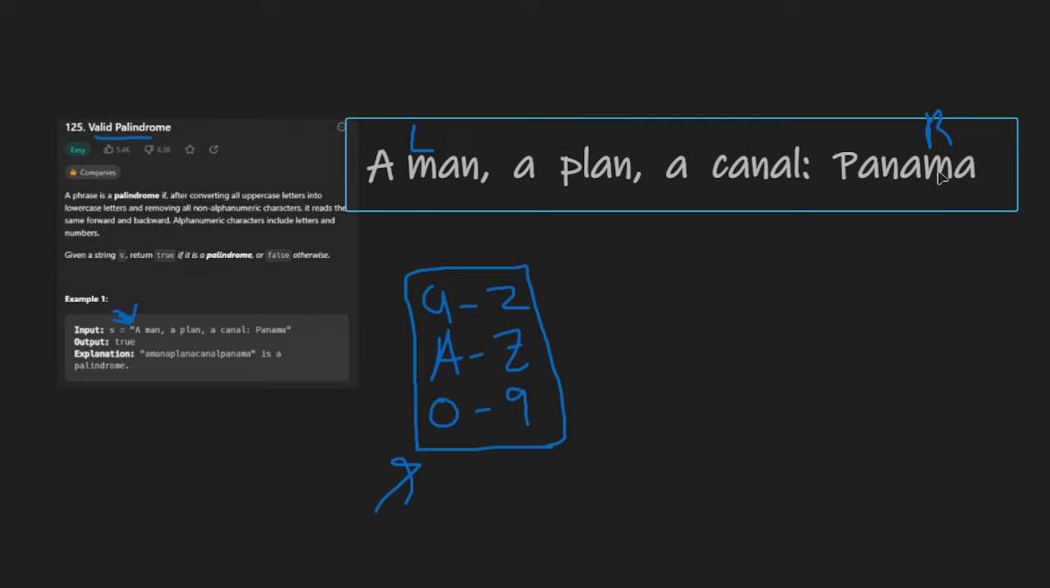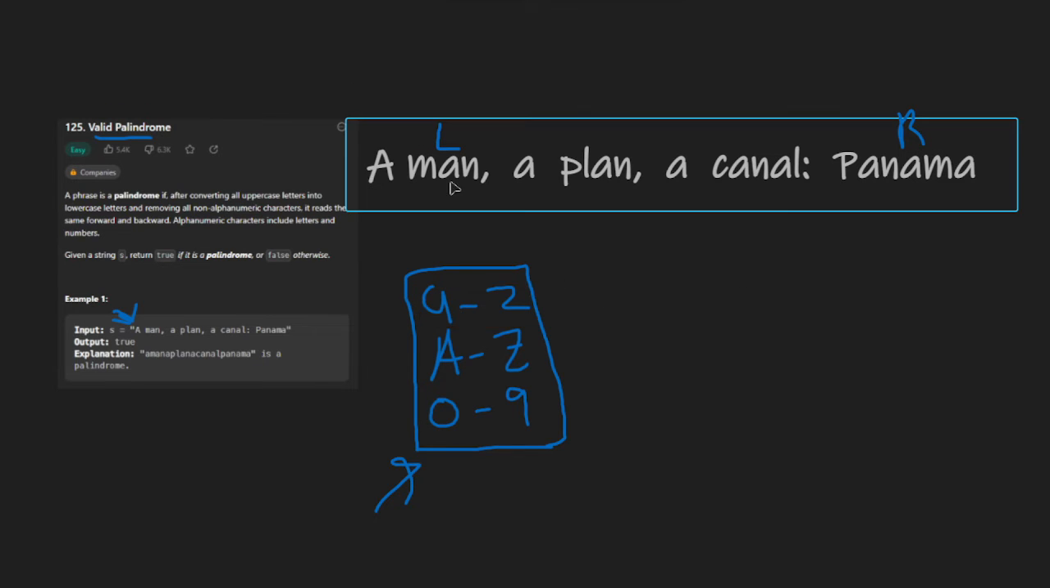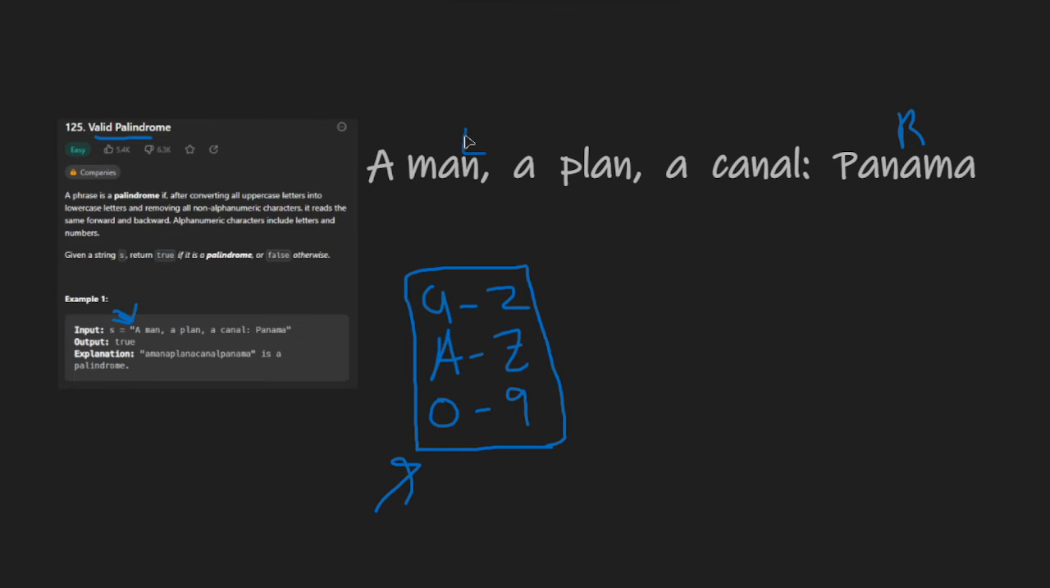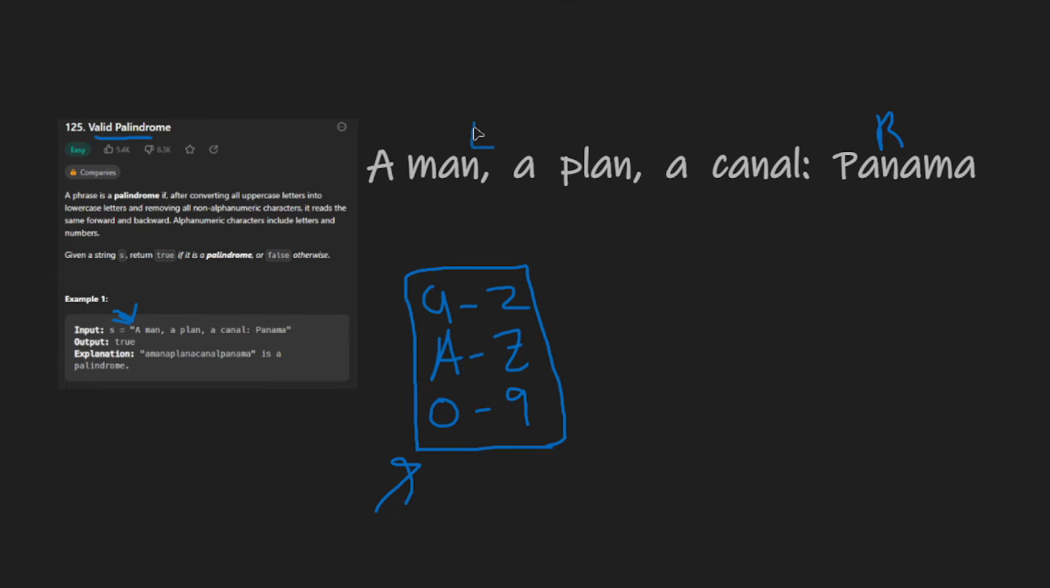These alphanumeric characters, M and M, are both lowercase, but we're going to convert them to lowercase anyway. Compare them, they're the same, so we move on. Okay, so we're at two alphanumeric characters. They are the same, so we move on. N and N, same thing. They are both alphanumeric characters. We compare, they're the same, so we move on.